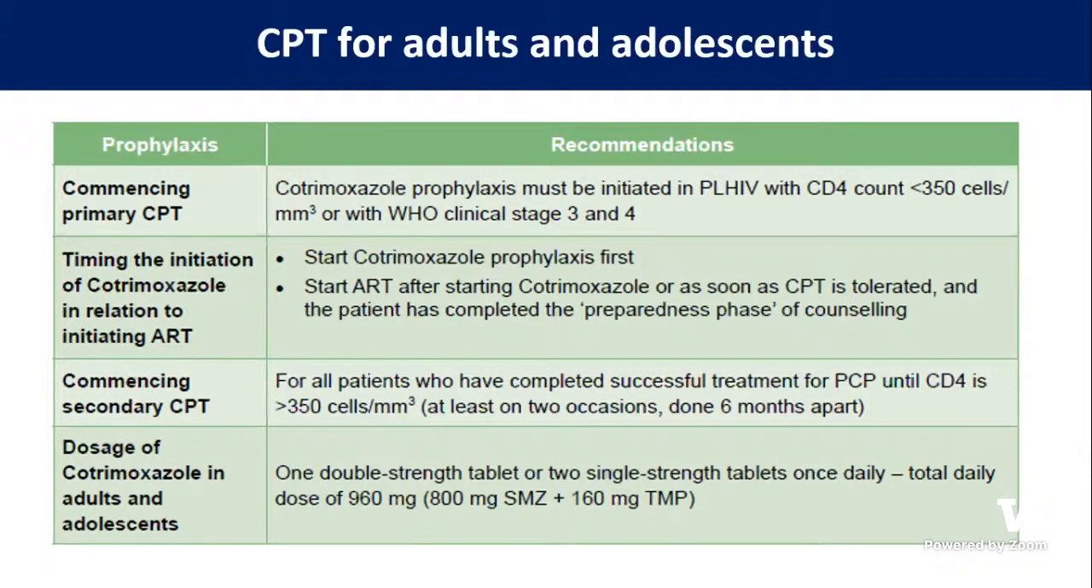And the same principle, at least on 2 occasions, done 6 months apart. Usually we only read one part of the definition for cessation of cotrimoxazole prophylaxis. You need to have at least 2 occasions having that, not just repeating it after 6 months and stopping it. This is the most common error that we see in most centers.